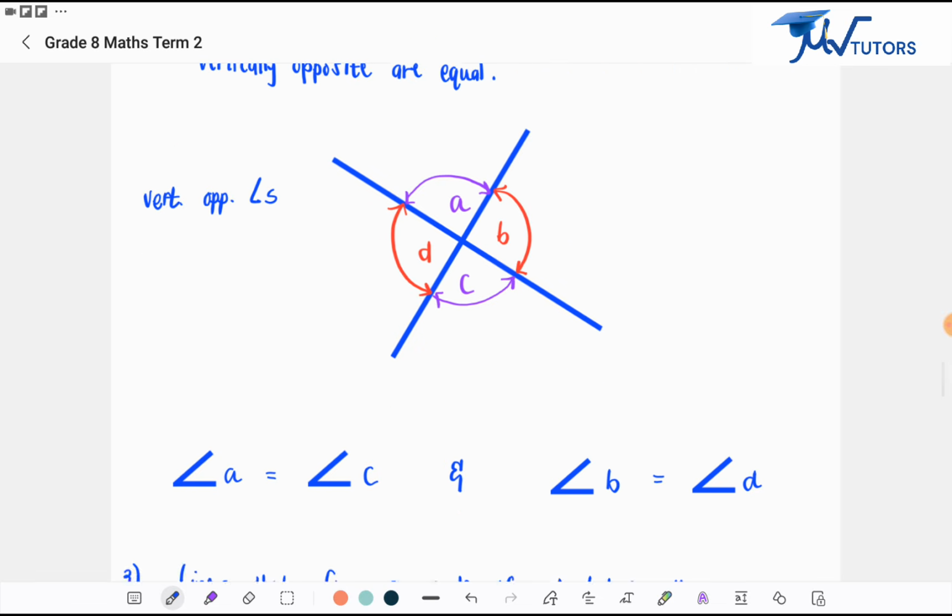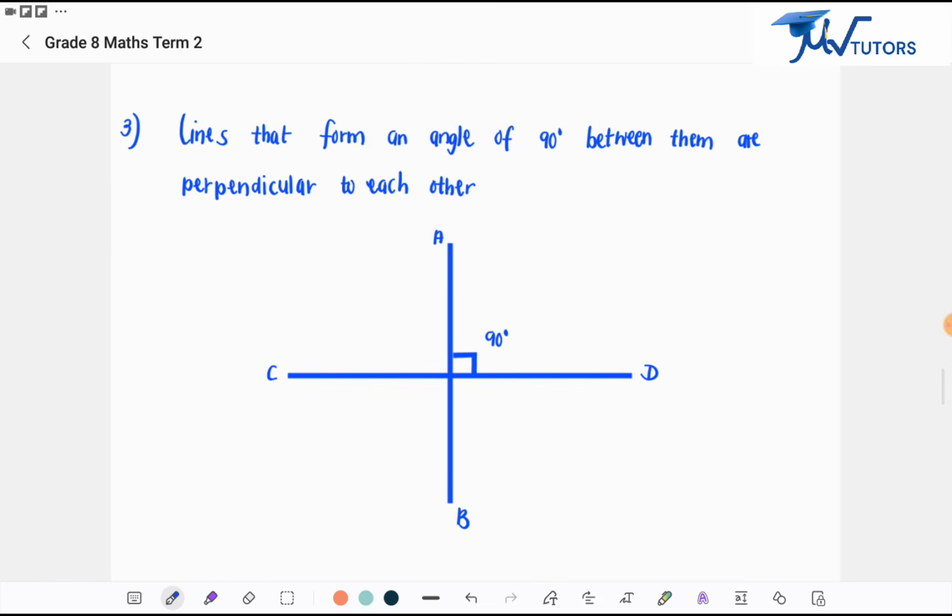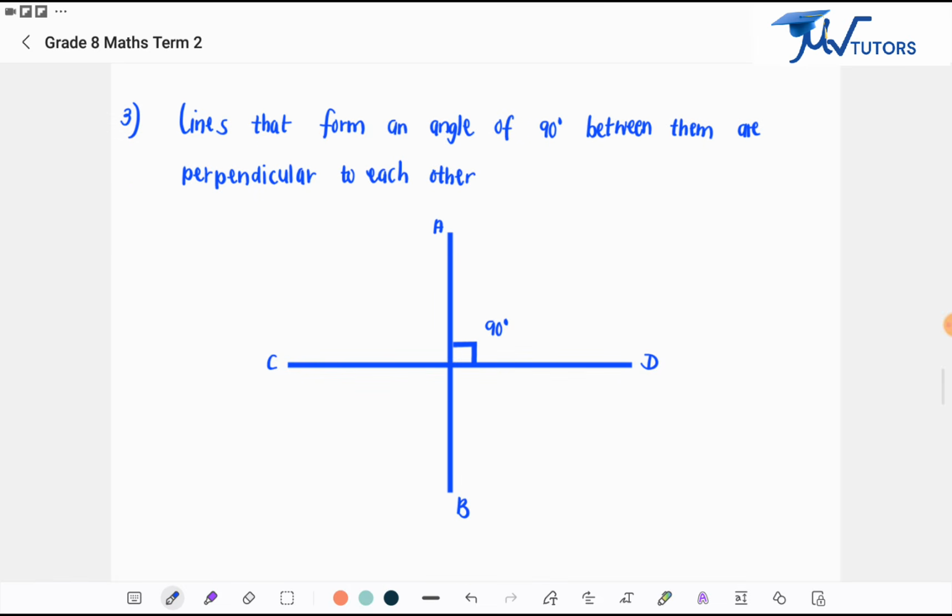Okay, and then thirdly, we're going to look at lines that are perpendicular. And what about those lines? So basically, lines that form an angle of 90 degrees between them are actually perpendicular to each other. So if you have lines that are crossing each other and you measure the angle in between the lines and you find that it's 90 degrees, then you know that those lines are actually perpendicular. All right. So that's basically that.